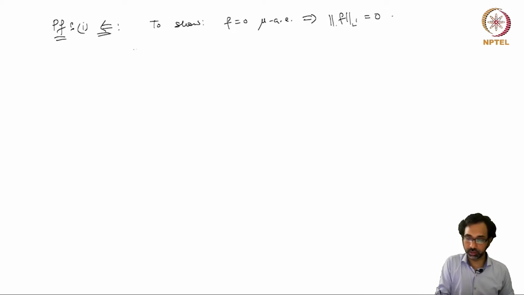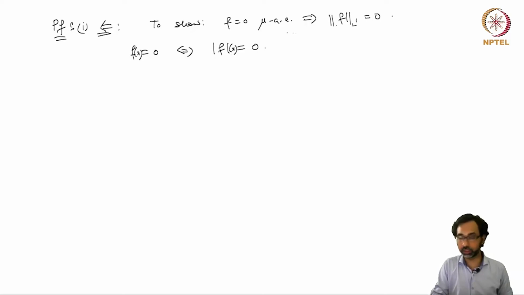So let's prove the first part, and let's prove the reverse implication first, which is that f equal to 0 mu almost everywhere implies that the L1 norm is equal to 0. So first note that f equal to 0 is equivalent to saying that mod f equal to 0 for any point x. So let me take x here.